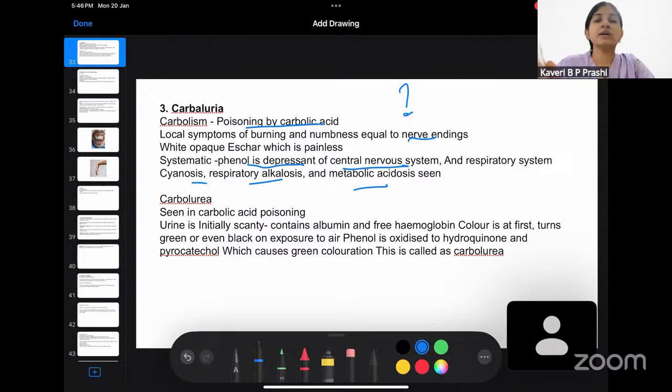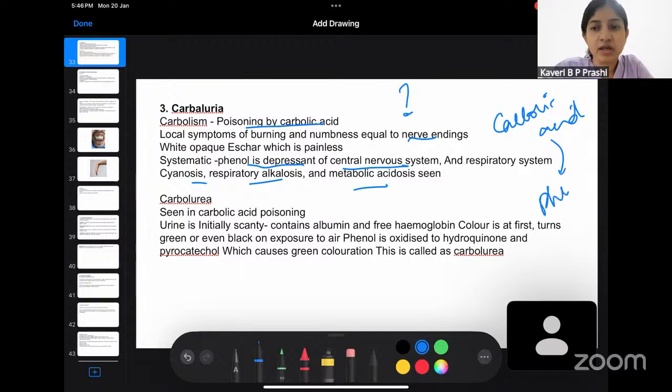So remember, carbolic acid is nothing but, what is the other name of carbolic acid? It is nothing but phenol. So whenever you give carbolic acid or phenol, there's going to be depression of not only the CNS, nervous system, but also the respiratory system. Okay. What is carboluria? That is seen during carbolic acid poisoning, in other words, phenol poisoning.